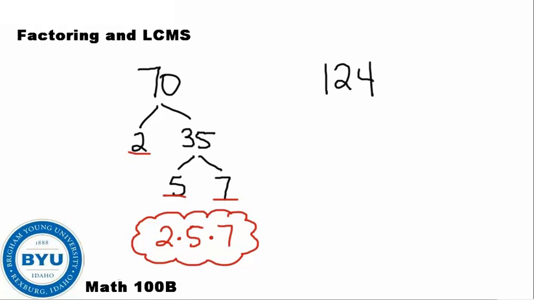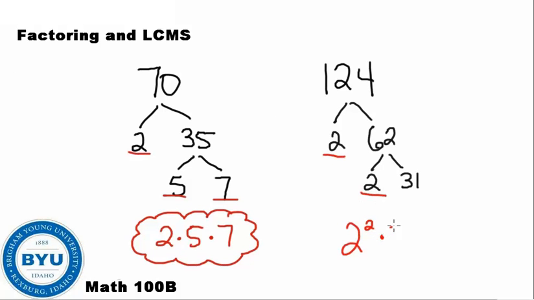Okay, let's try the number 124 here. 124 is 2 and 62. 62 breaks up into 2 and 31. And 31 doesn't break up any further. So our prime factorization would be 2 squared times 31.